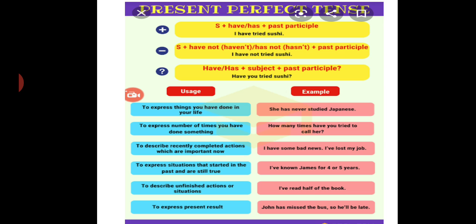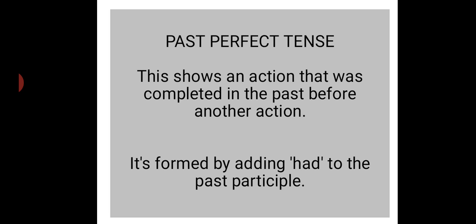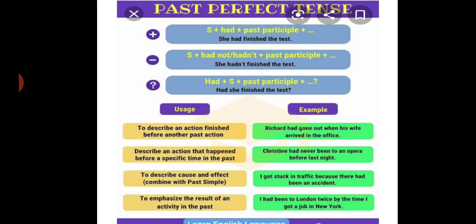Now let's continue. We have the past perfect tense. Now this shows an action that was completed in the past before another action. We can form this one by adding had, that is the past tense of has and have, to the past participle. Remember I said something now. I said that had is the past tense of has and have. So be it singular or plural, it is had. So far it is past perfect tense. Do you understand that?